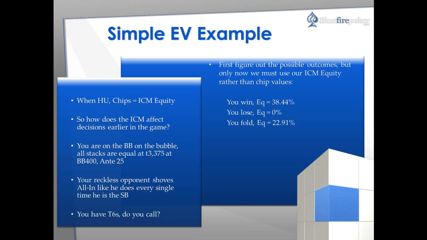Well, first we need to figure out the possible outcomes, but now we need to use our ICM equity rather than chip values. So if we win, we can figure out that our equity would now be worth 38.44%. If we lose, we bust out and we would have 0% equity. Or if we just fold, our equity would drop down to 22.91%. And we already know that 10-6 suited versus a random hand wins 48.9% and loses about 51%.